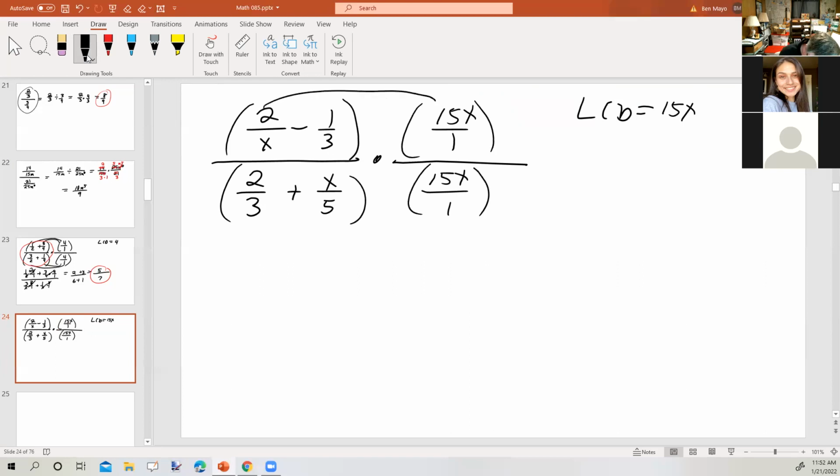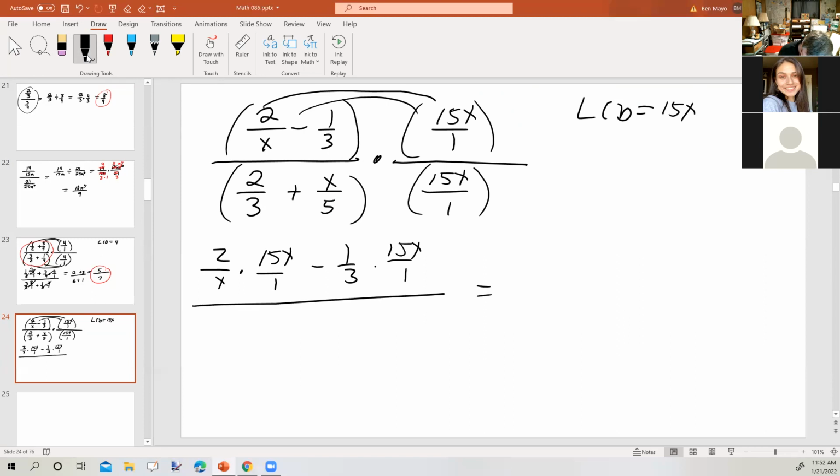So we're going to get 2 over x times 15x over 1 minus 1/3 times 15x over 1, which is going to be, let's see here, the x's would reduce down and give us 30, minus, and then the 15 over 3 is 5/1, which is going to be minus 5x. So our new numerator simplifies down to 30 minus 5x.